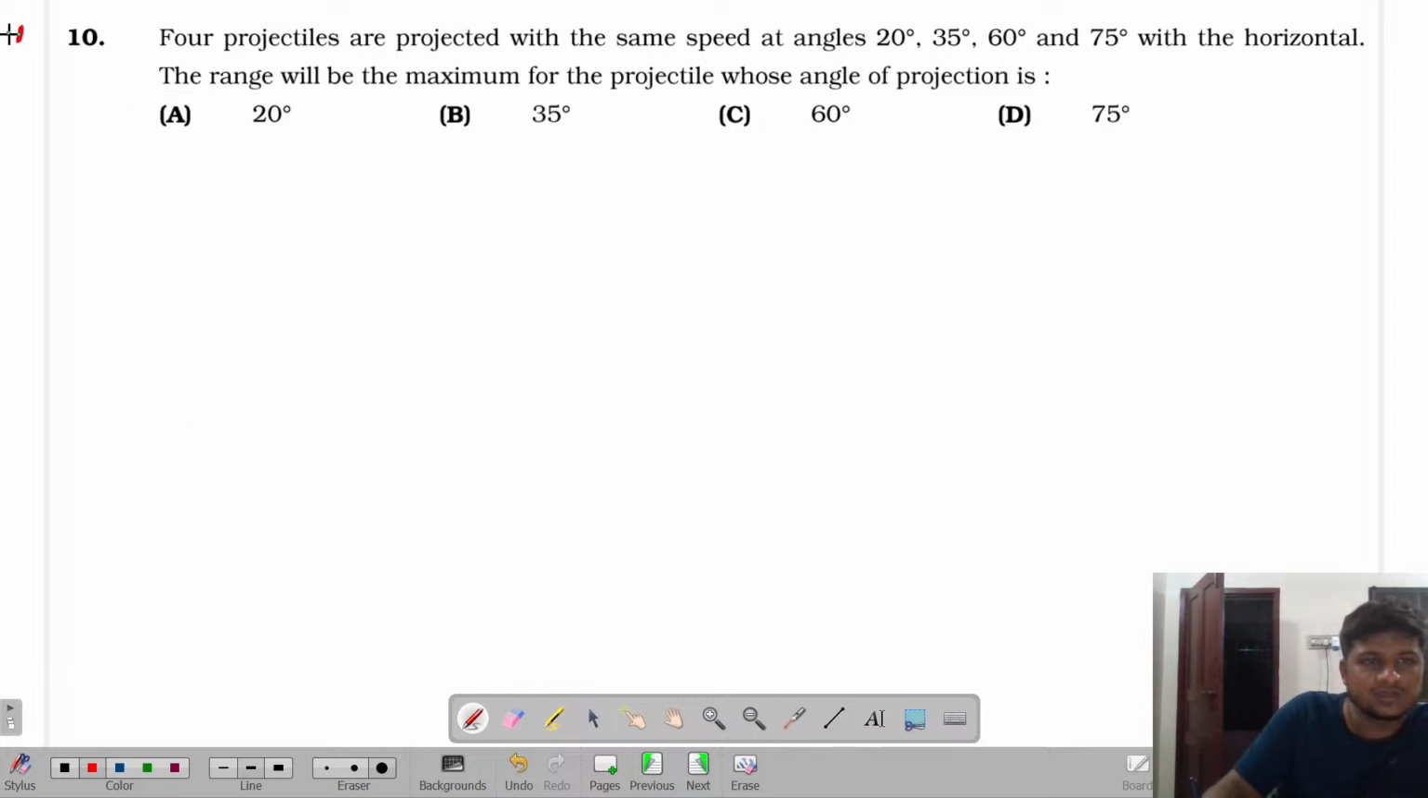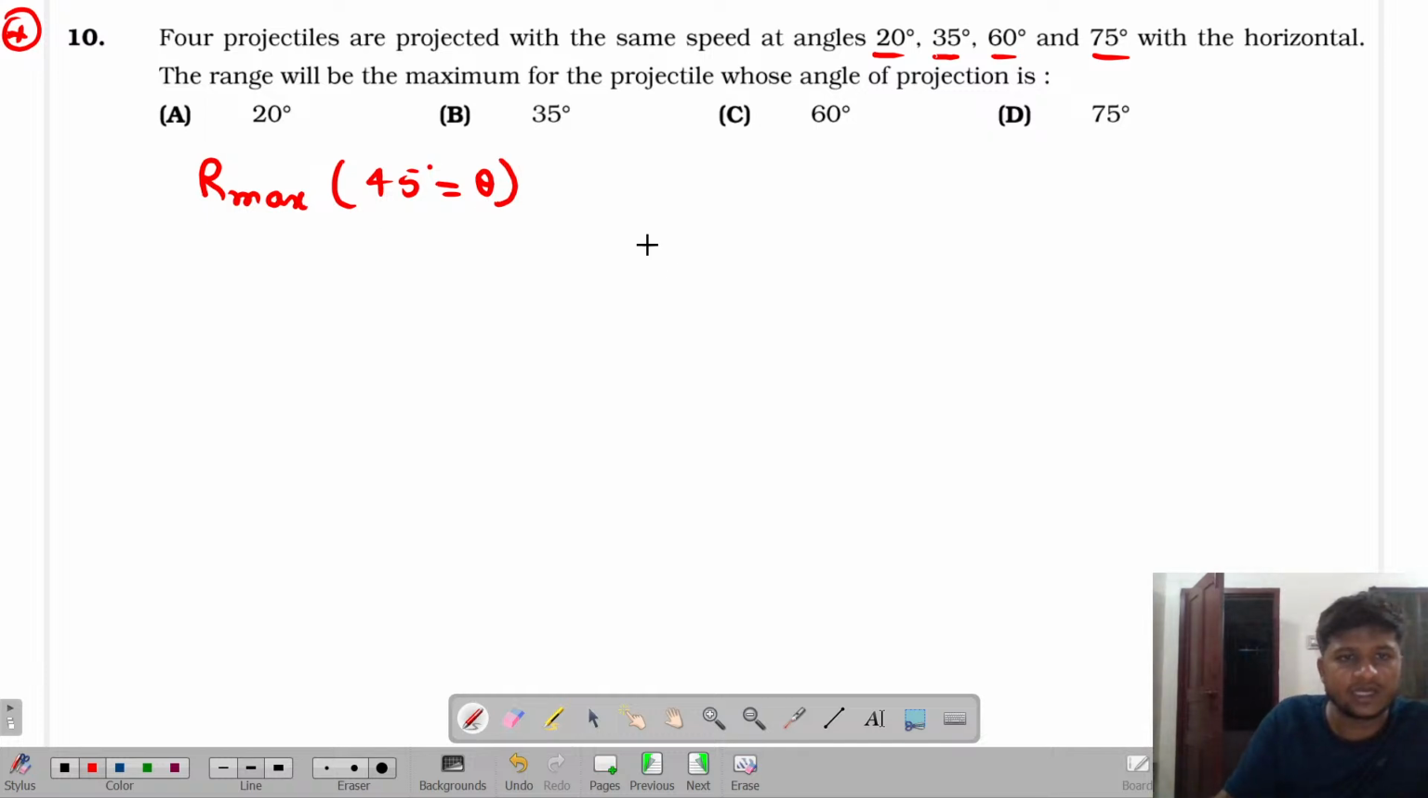Now this doubt, what is it saying? Four projectiles are projected with the same speed at angles 20, 35, 60, 45 with the horizontal. The range will be maximum for the projectile whose angle of projection is, simple here, you know that R max is at 45 degrees, isn't it? When the angle of projection theta is 45, then I have the R max, isn't it? So look over here, the question arises of when it will be maximum.